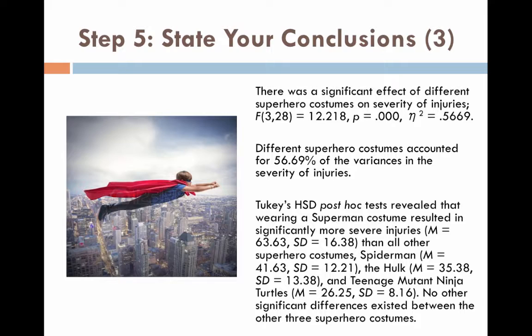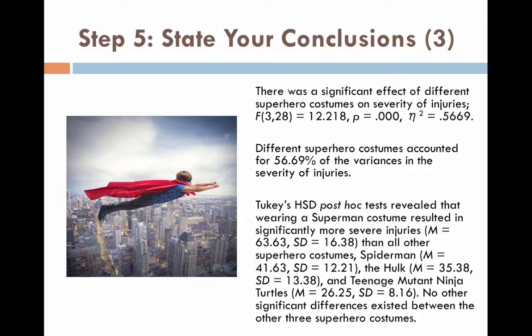So here is how we would wrap everything up and present your final answer. There was a significant effect of different superhero costumes on severity of injuries. F, 12.218, degrees of freedom between groups 3, degrees of freedom within groups 28, p is equal to 0.000, eta squared is equal to 0.5669. Different superhero costumes accounted for 56.69% of the variance in severity of injuries.